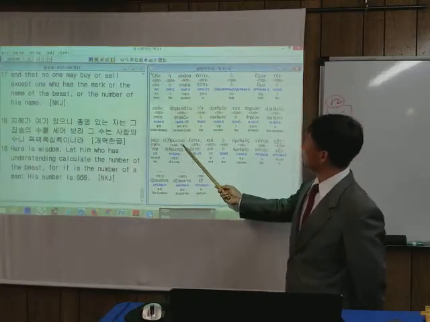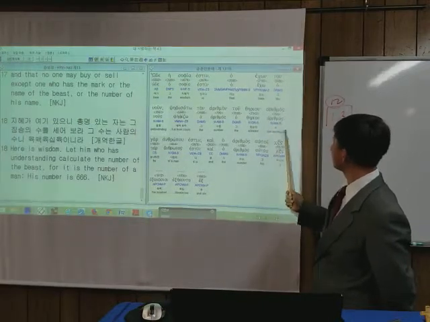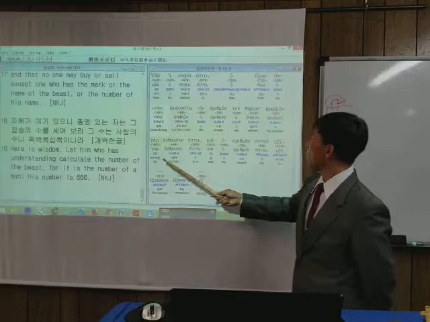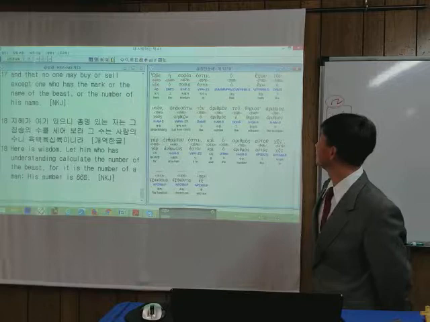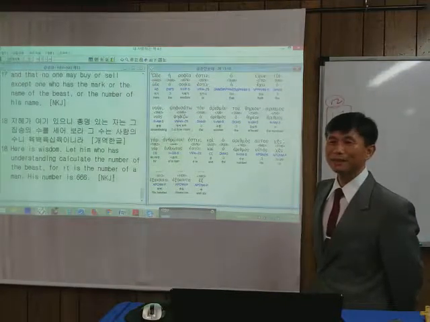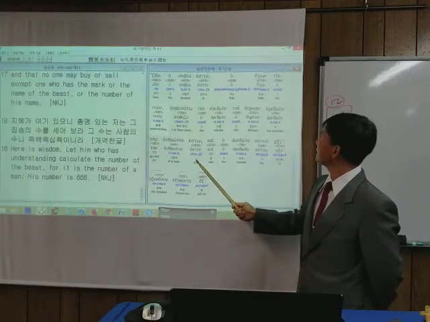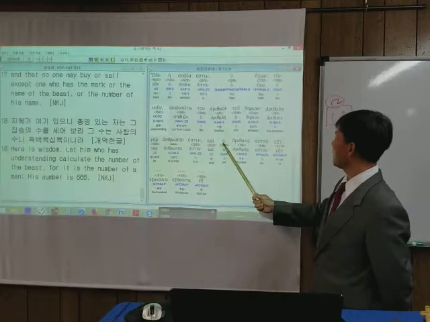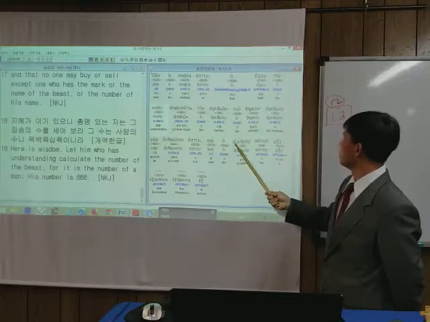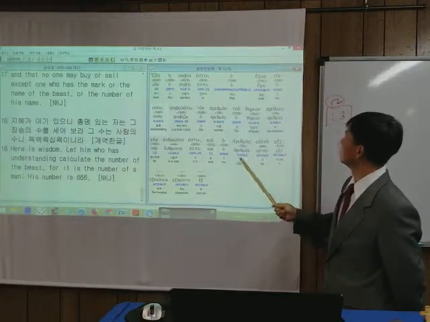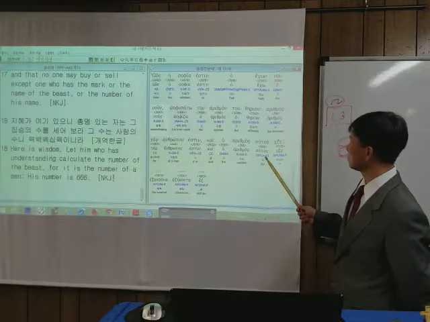Arithmos anthropou estin. So the number of the beast: arithmos is number, for number of man. So the number of the beast is what? Number of man. So the number of man is the number of the beast, right? Kai ho arithmos autou. And the number, whose number? His number. As you look at here, neuter third person singular.